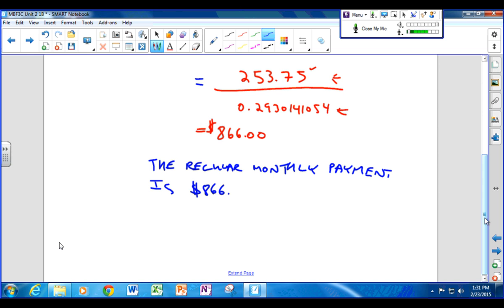Now, what's the next thing? The next question is, B, what is the total amount repaid for the loan? Now, this is a very important concept. How do we answer B? We want the total amount repaid.